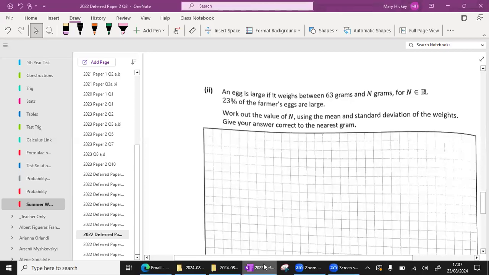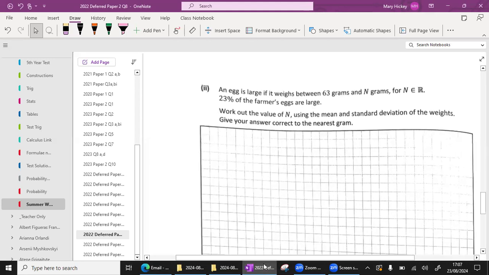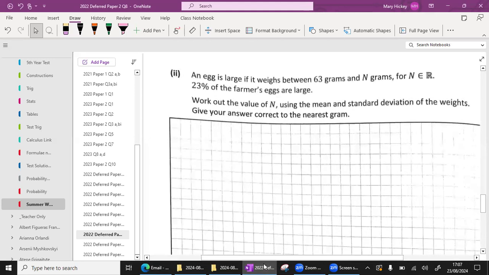So 2022 deferred paper 2, and we are on question 8D, part 2. An egg is large if it weighs between 63 grams and n grams. Now we just have to remember back to what our mean and our standard deviation was. So we'll just do our bell-shaped curve again.